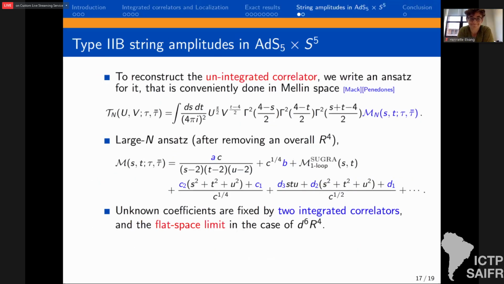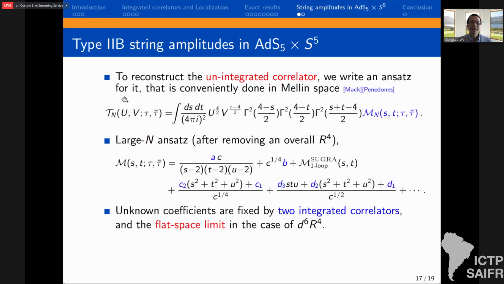Okay, great. So in the final 5 minutes, let me just discuss how one would reconstruct the original, unintegrated correlator. The idea is rather simple. We just write an ansatz for the correlator. To do that, it can most conveniently be done in Mellin space. So let me just remind you how the Mellin amplitude was defined.